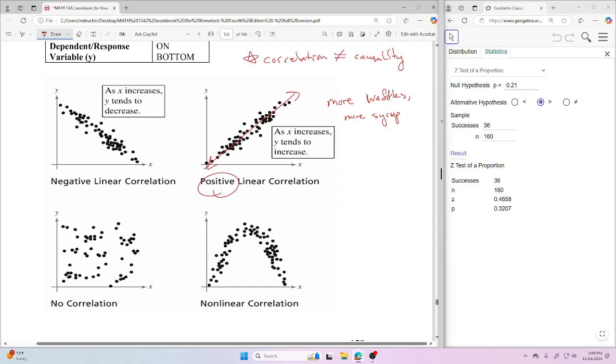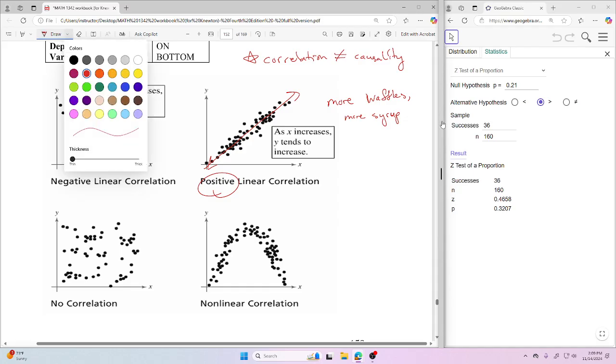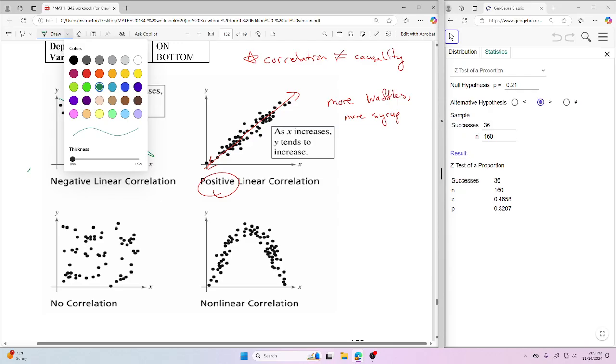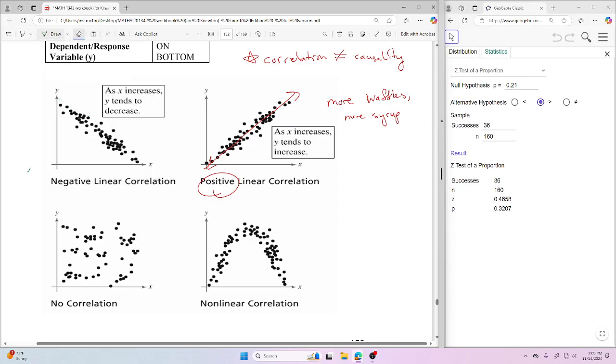Okay, and so let's do a different one. Let's do the negative. Again, correlation, not causality. So negative means we're going down. The more of this, the less of that. What would be? Oh, I know. I got one. The more waffles, the less pickles. Yeah, see, there it is.